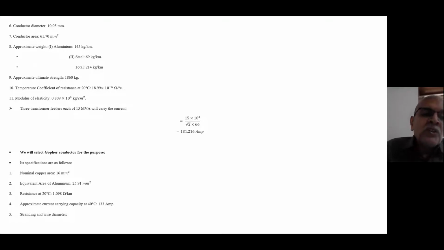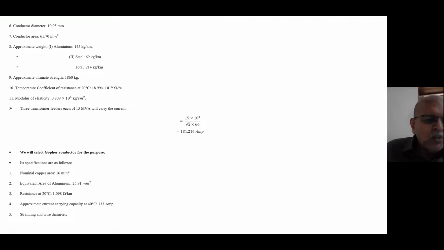Temperature coefficient of resistance at 20 degrees centigrade is given. So at the prevalent temperature you can find out R and you can find out I square R losses. Modulus of elasticity is also given. So this much is for two incomers. For three transformers, it is 15 MVA. Current is 131.216. And for this, we will use gopher conductor because that matches.